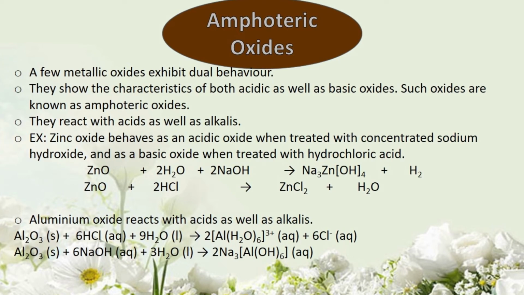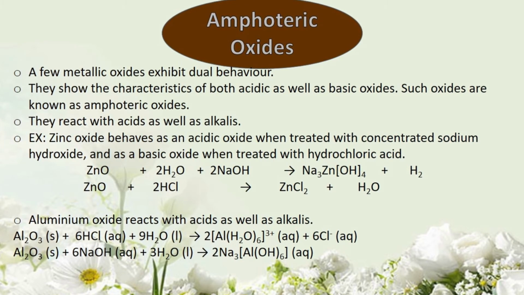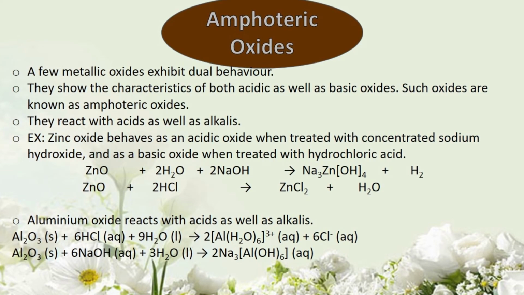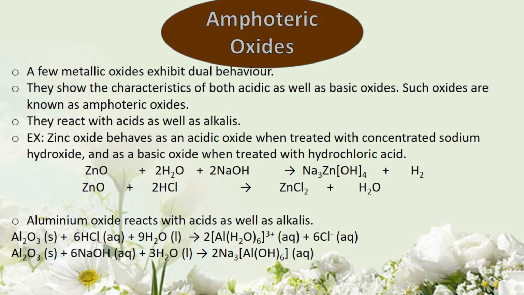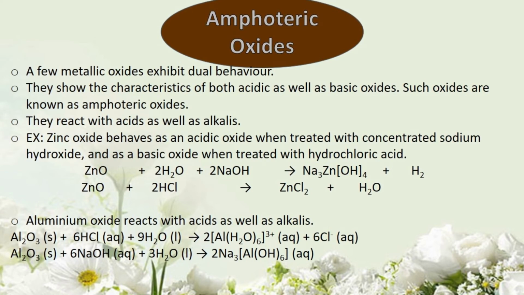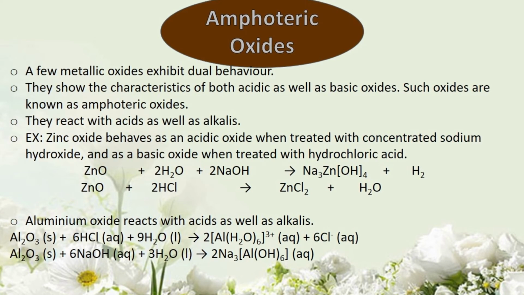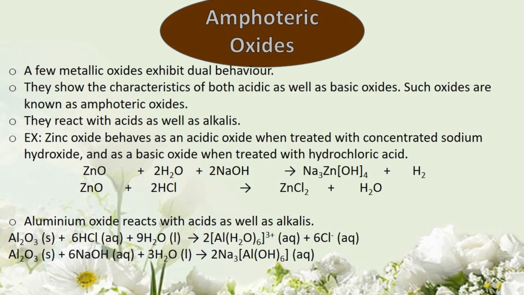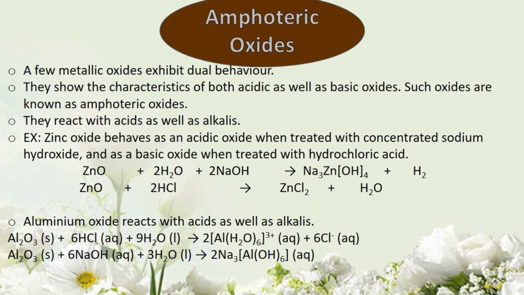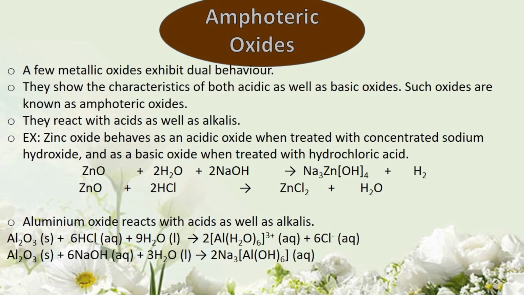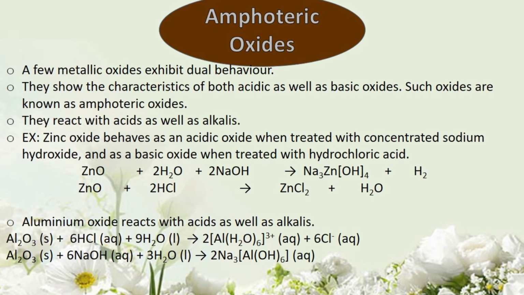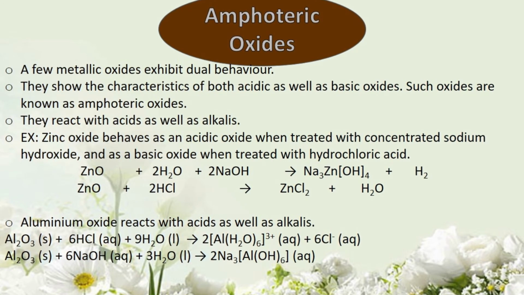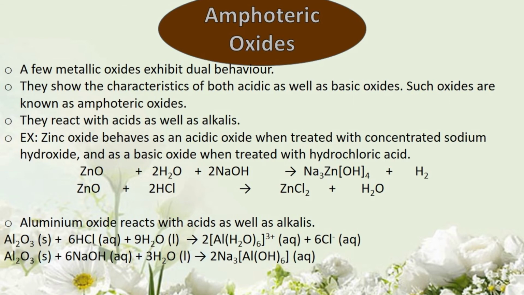So it behaves as an acidic oxide when treated with sodium hydroxide and as a basic oxide when treated with hydrochloric acid. Let's see the equations. When zinc oxide is treated with concentrated sodium hydroxide, it gives sodium zincate and hydrogen gas. Similarly, when zinc oxide is treated with hydrochloric acid, it forms zinc chloride and water.